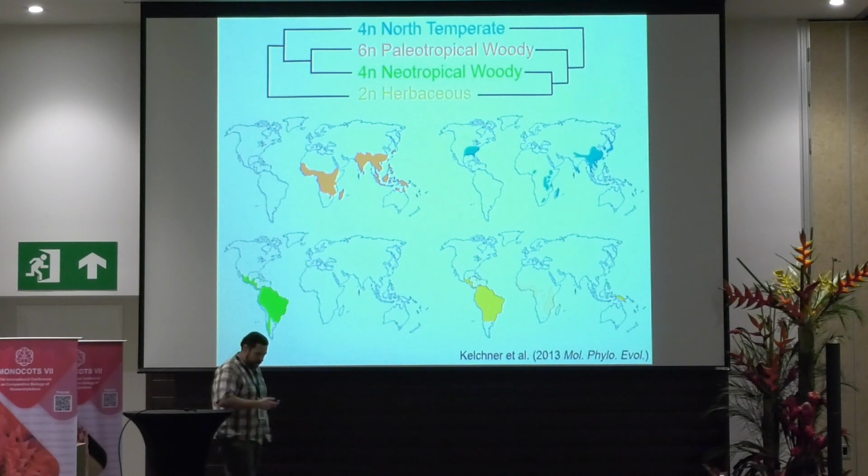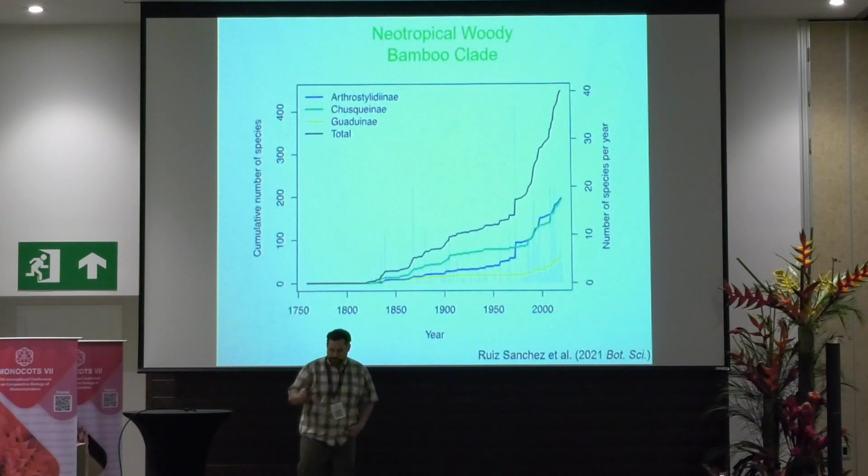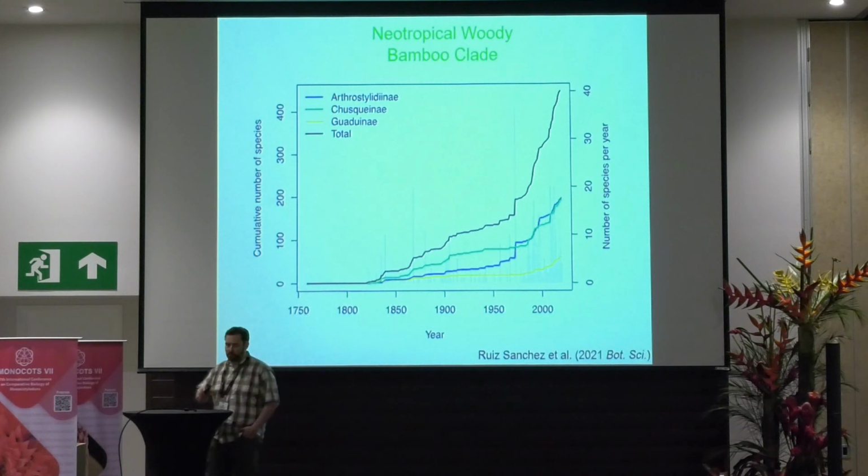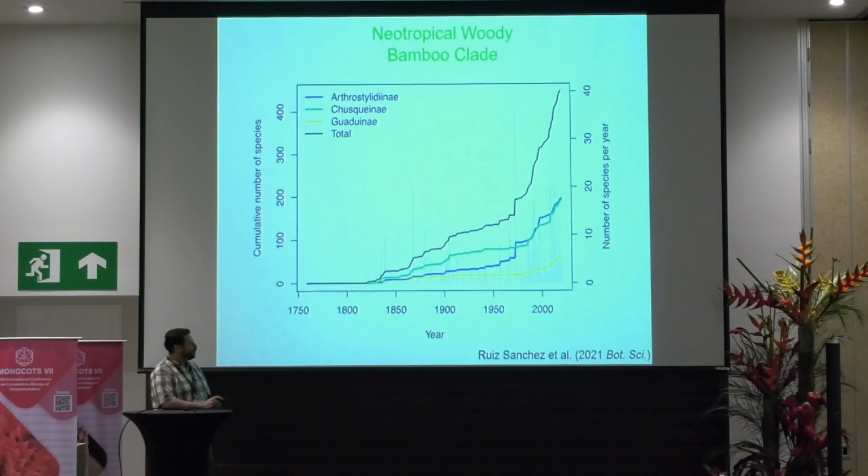among these groups. But I'm going to focus in on just the neotropical woody bamboos. And so this group has 3 subtribes within it. And what's kind of interesting about this is, so this is a graph of time and then the number of species. And if you look at the black line here, that black line represents the number of neotropical woody bamboos that have been described over time. And I think the main takeaway here is there has been a meteoric rise in the number of described species.